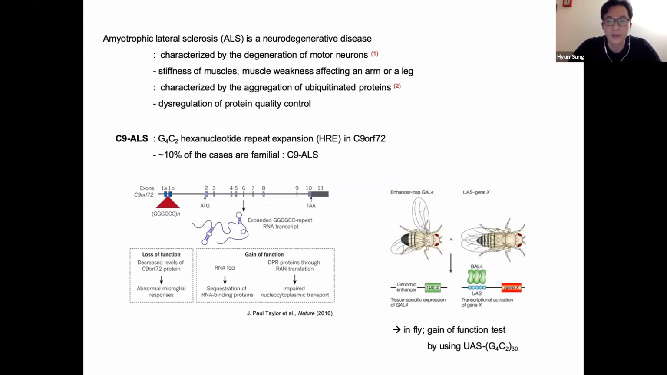Unfortunately, so far, the majority of ALS cases are sporadic. However, it has been reported that several genes are associated with the familial form of ALS, and the G4C2 hexanucleotide repeat expression in the first intron of the C9 gene is one of the familial forms that we classify as C9-ALS. Currently, there are three potential mechanisms in C9 pathology, which involve loss of function and gain of function. But here, as we use the fly as our model system, we tested the gain of toxicity by expression of the G4C2 repeats.